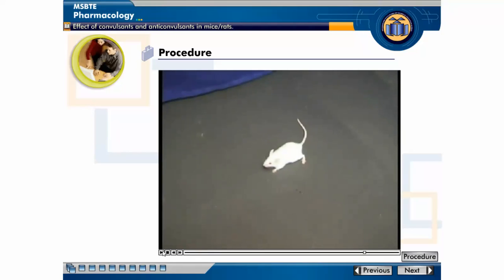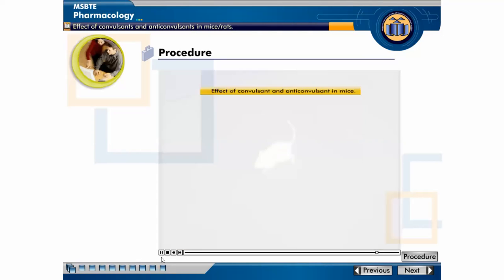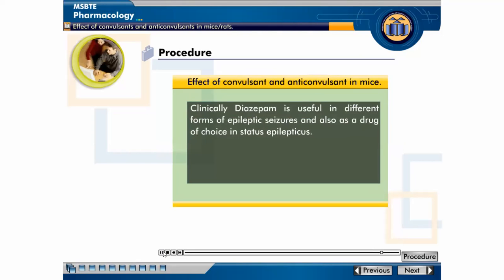So after the administration of diazepam, is Straub's tail or jerky movement observed or not? No. Diazepam protected the mice from the convulsions induced by strychnine. Clinically, diazepam is useful in different forms of epileptic seizures and also as a drug of choice in status epilepticus. It is one type of epilepsy, status epilepticus.